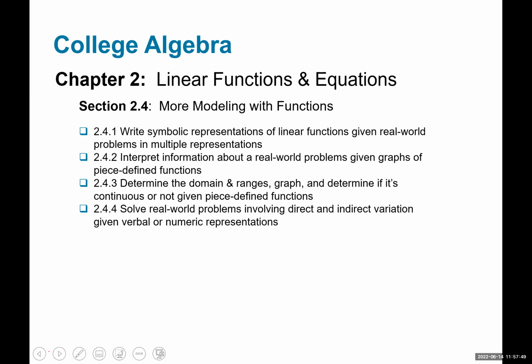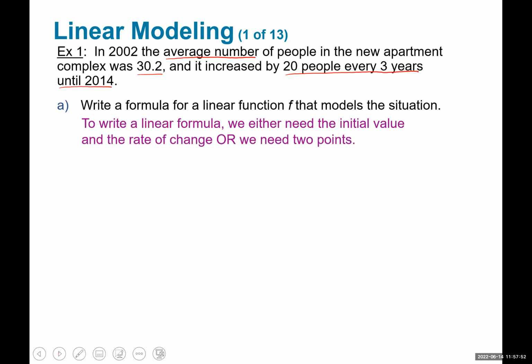So to do so, we need to start with either the initial value or the rate of change, or we need 2 points. So what all do we have in this situation? We know that in 2002, we had the 30.2. So we kind of have a point there, 2002 and 30.2. But then we also have a rate of change. So we have our slope, and it says an increase of 20 every 3 years. So we have 20 over 3 as our slope. So we have a point and we have a slope. It doesn't look like we have 2 points though. So maybe we're going to use point slope formula.